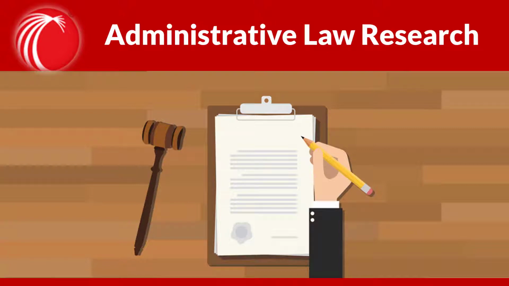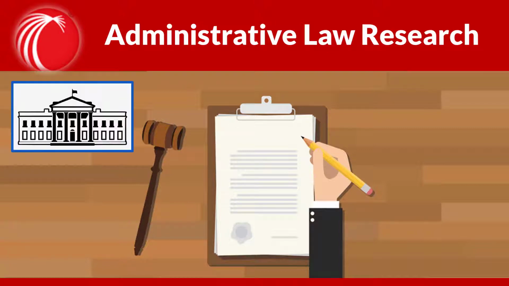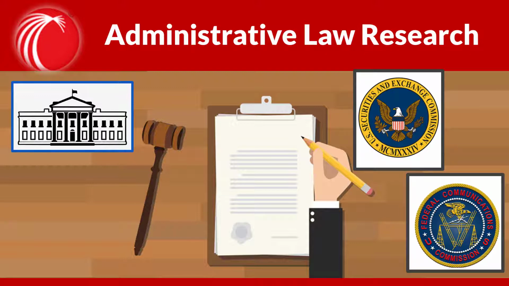Administrative law is the body of primary law created by the executive branch through agencies. Federal agencies have grown in number and importance, and they play a large role in major industries like telecommunications and finance. This is Samantha Israel, and this video will help you understand what administrative law consists of, what regulations are, and how to do this type of legal research on Lexis+.